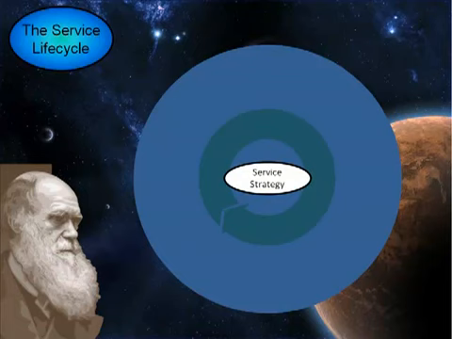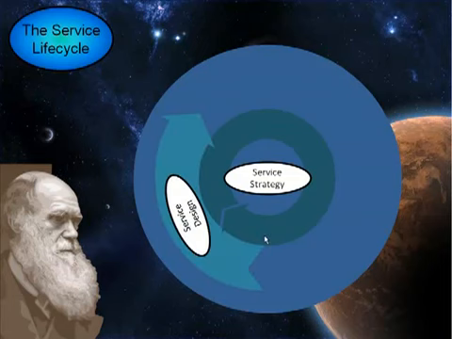Now, once service strategy gives a green light for a number of services, who's going to design them? Well, that's the next level: service design. Service design is going to look at the processes, the architecture, and how to measure the efficiency and effectiveness of the services. They're really going to create a blueprint of what the new service is going to look like. This blueprint is known as the service design package, and it is then almost handed over to service transition.